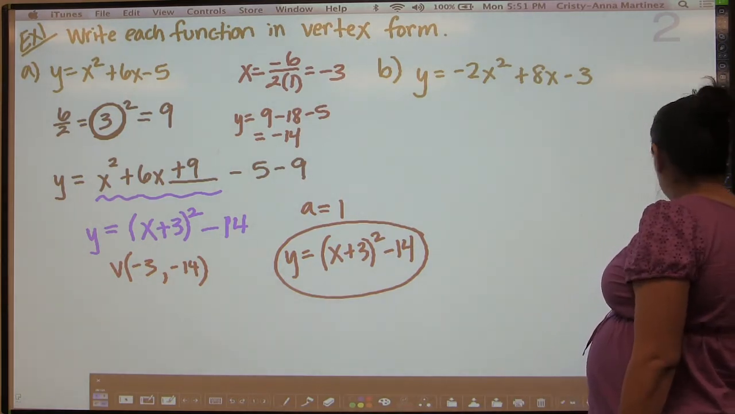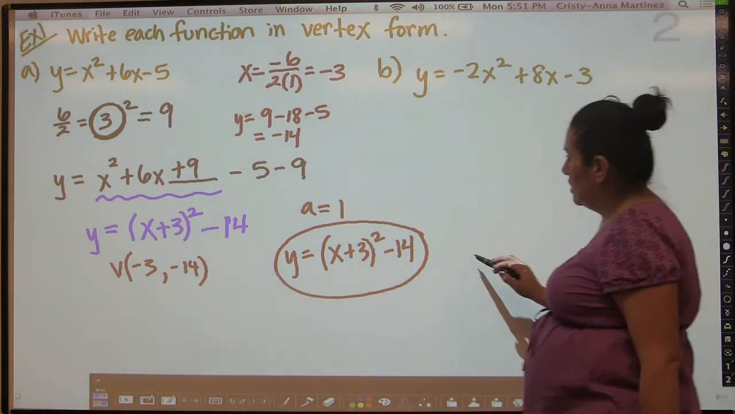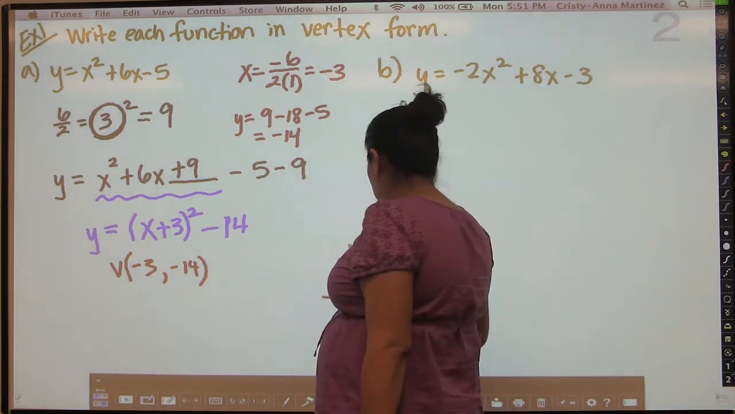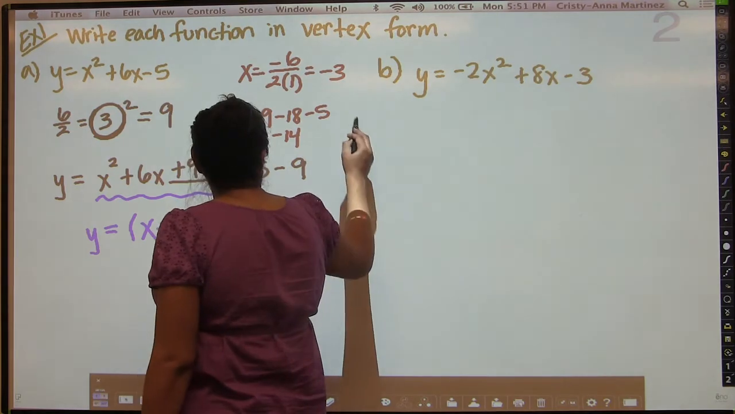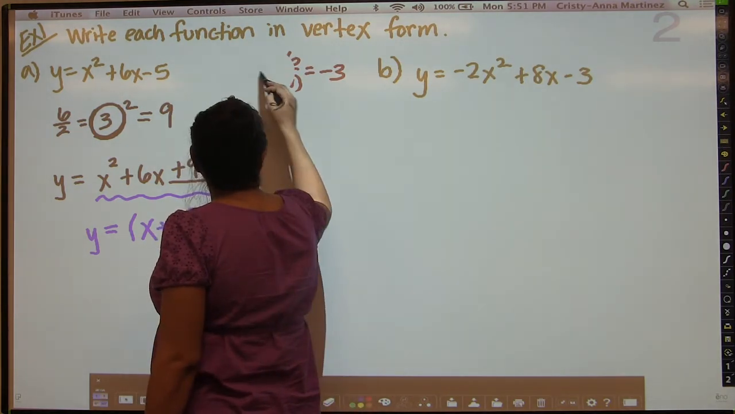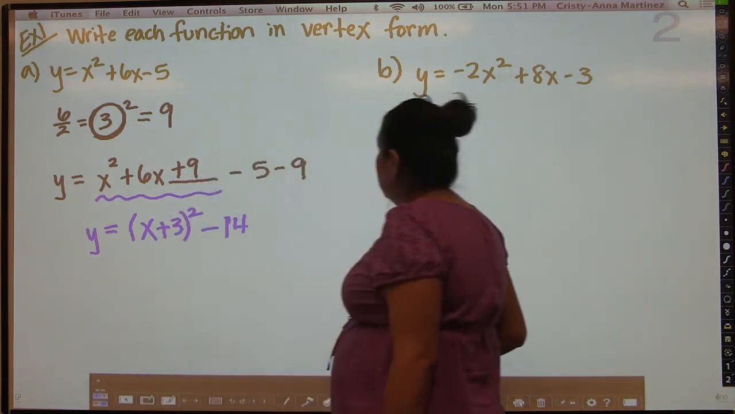I'm going to erase this other way because I don't have enough space on my board, but again, if you missed that, you can always go back and rewind. But I need to keep my board somewhat clear.